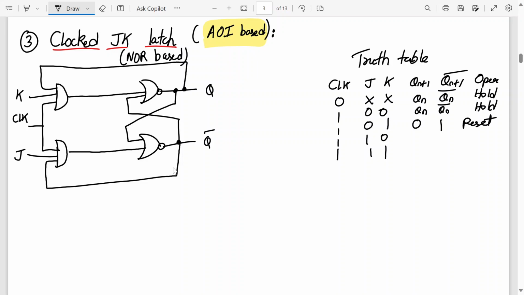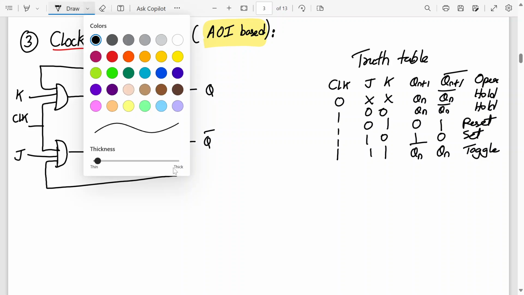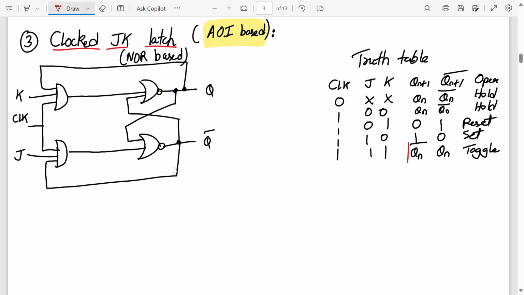Now when J is 1 it will be set, and when J and K are 1 1, that was the not allowed condition, right? But here it will be Qn bar, Qn. This is called the toggle state. So this state is also called the race around condition. There is a race between a 0 and a 1. Race around condition. Okay, so the active phase of the clock, this is my active phase of the clock.